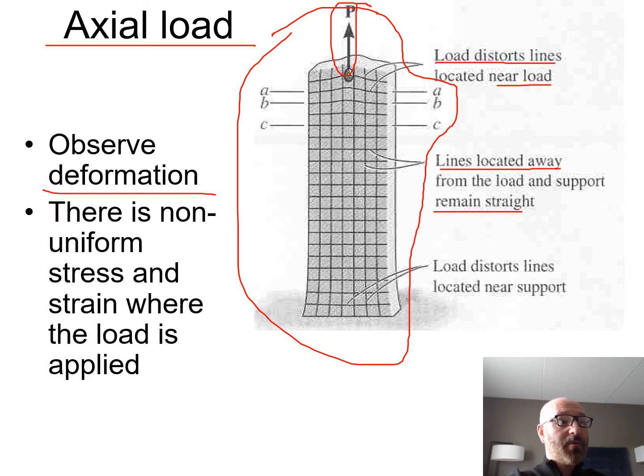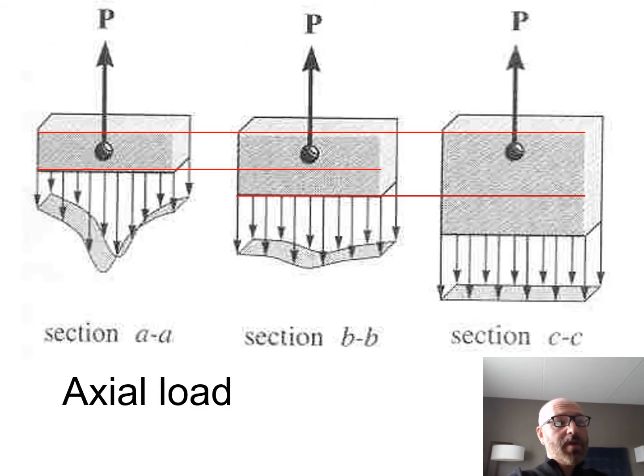So what we can determine from this is there is a non-uniform stress and strain where the load is applied. So we're going to see non-uniform stress and strain up in this area rather than down here in some of these areas where we're seeing that these lines are remaining straight. So what we want to do now is take different sections, corresponding with the A, B, and C on our previous diagram, where we saw A and B, we saw some deformation at those lines, whereas at C it was still a straight line.